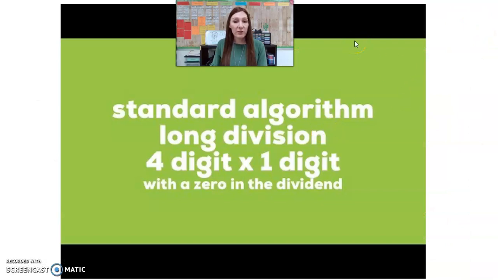So I'm going to link this video for you. This is going to show you how to set up standard algorithm long division using a 4-digit dividend and a 1-digit divisor using your blank lined paper.